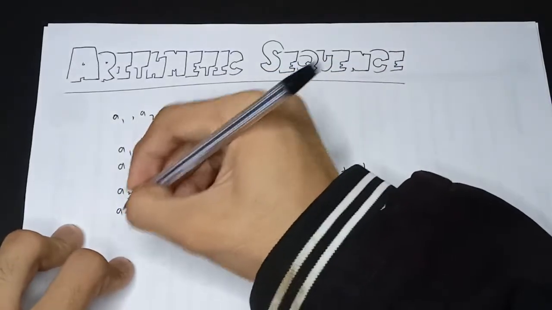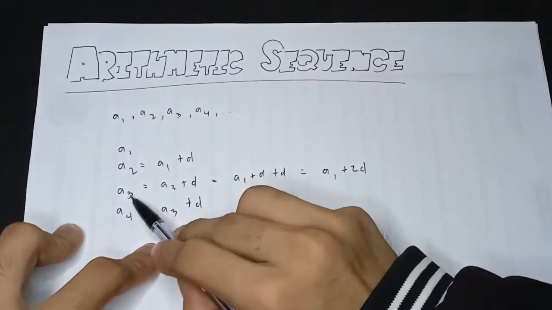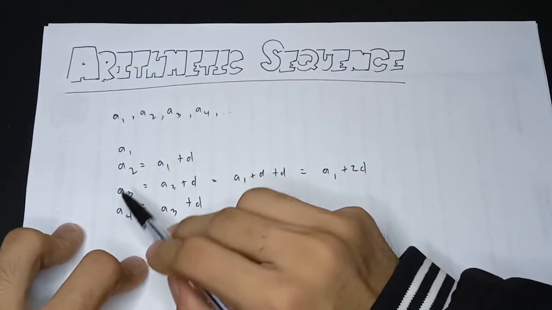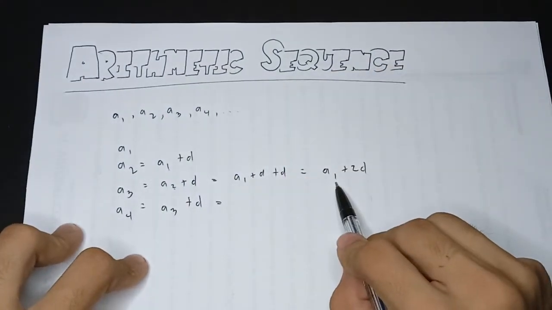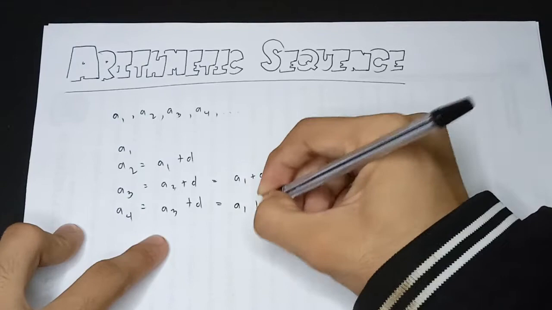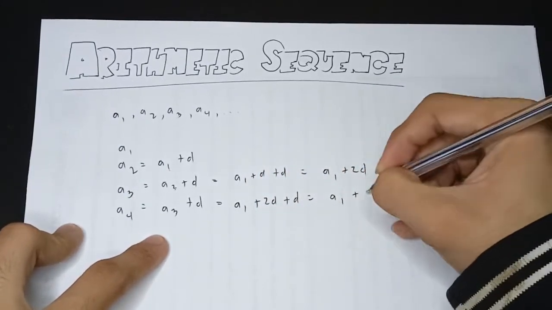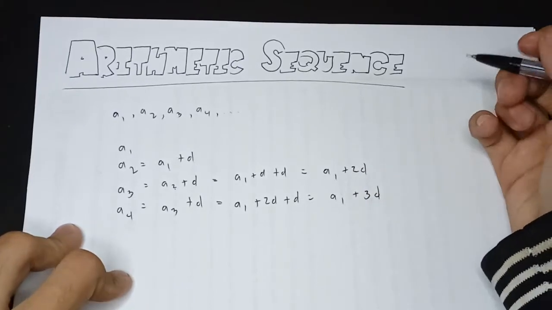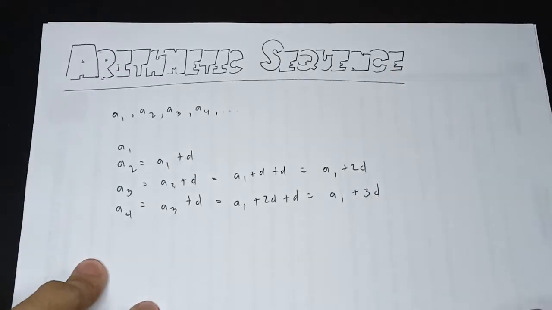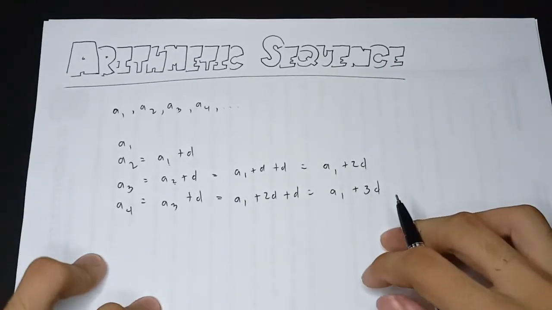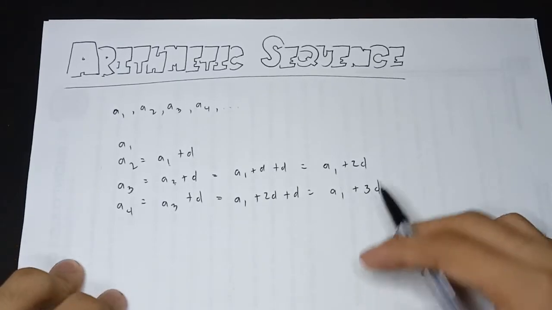Next naman, a sub 4 is equal to a sub 3 plus d. Okay? Nag-add tayo ng common difference sa a sub 3 para makuha natin si a sub 4. And a sub 3 is equal to a sub 1 plus 2d. A sub 1 plus 2d plus d, and that is equal to a sub 1 plus 3d. Okay? So, pwede natin ito magamit sa mga susunod nating lesson. Okay? So, because of this, dito natin na-derive yung ating formula sa arithmetic sequence.